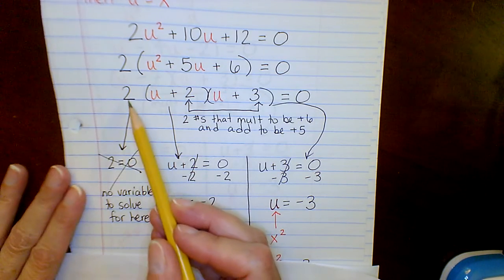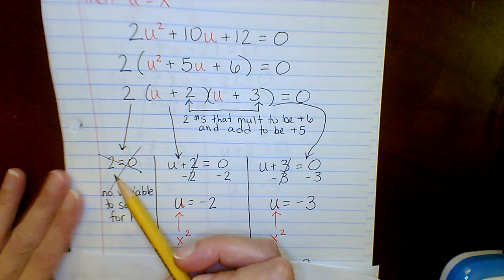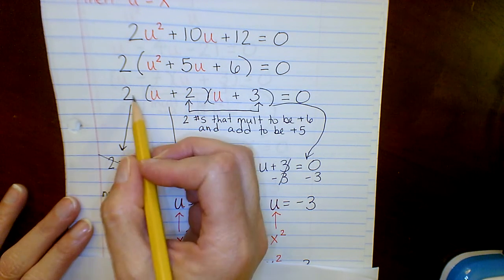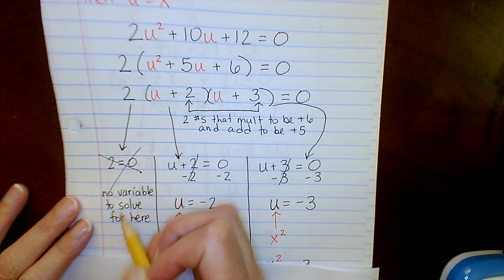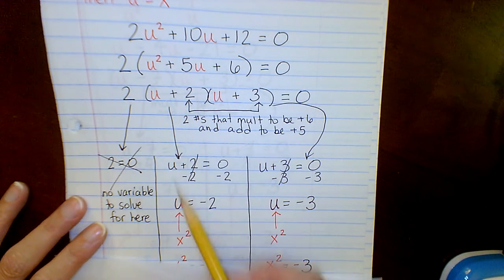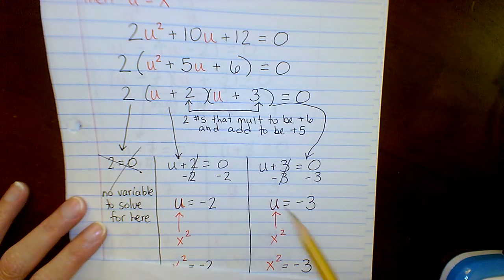With this one, if you tried to take 2 equals 0, there's no variable to solve for here. So there's no solution that comes from that. If this had a U, then there would be a solution for that. So we get U equals -2, and then U equals -3.